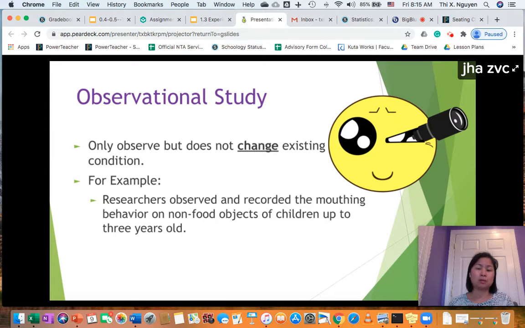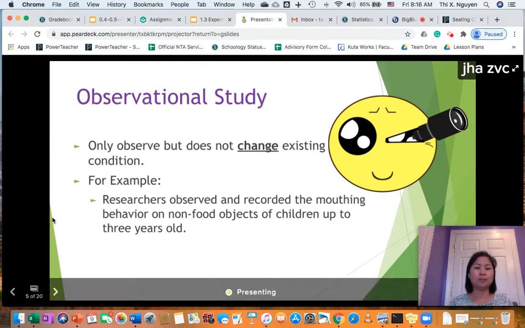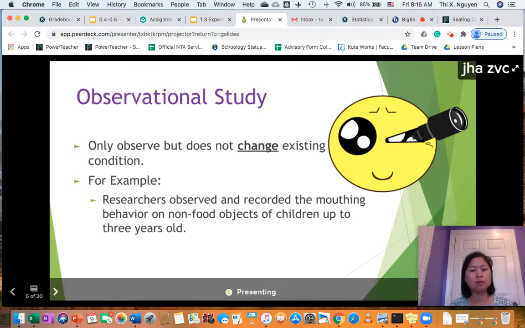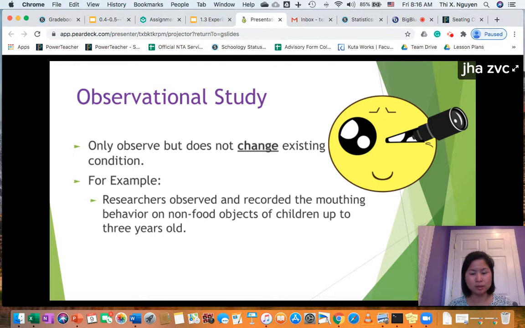That is observational study. They're in the building, they're in the classrooms that serve us. They don't interact with you, they don't ask questions, they don't do anything with us. But at the end of the day, they provide information to the principal, to Ms. Bennett, to us, so we know how we did. So right now, the bottom says the researcher observed and recorded the mouthing behavior of non-food objects of children up to 3 years old, right? So they are to observe.